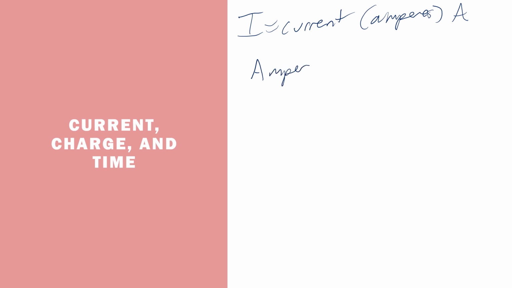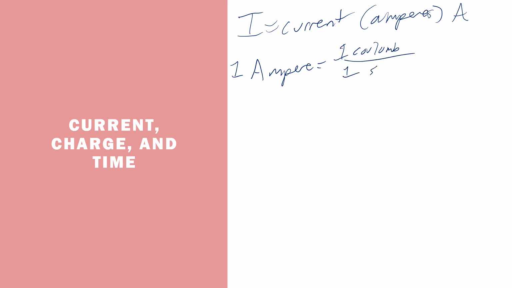So let's talk about current. Electrical current is the amount of charge that is transferred over time, and we use the letter I for current, and it's measured in amperes. Sometimes I'll just say amps. The abbreviation would be A. And an ampere is equal to 1 coulomb per second. So I say 1 ampere is equal to 1 coulomb per second, for every 1 second.